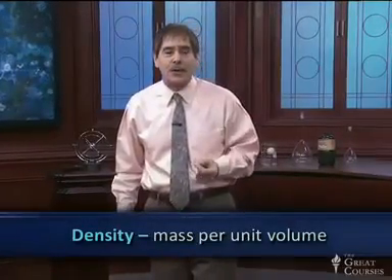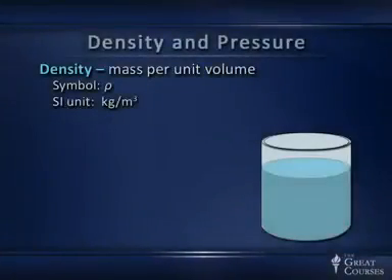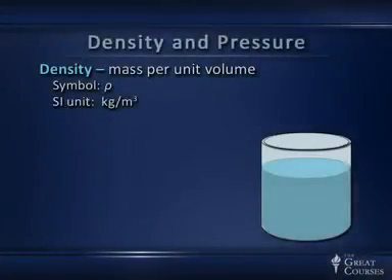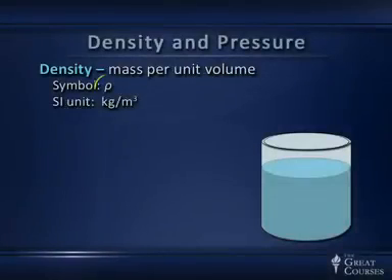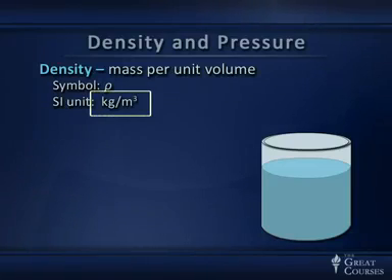Density is the mass per unit volume of the fluid. How much matter is crammed into a given space? What's the mass per unit volume? Its symbol is the lowercase Greek rho. That's not a p, that's a lowercase Greek rho. Its SI unit, because it's mass per unit volume, is kilograms per cubic meter.